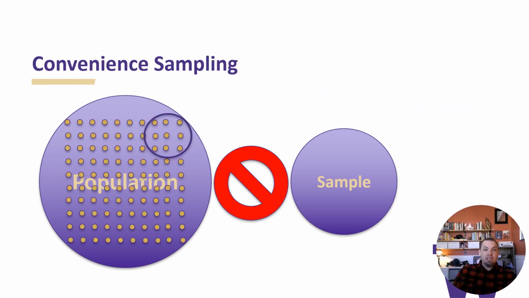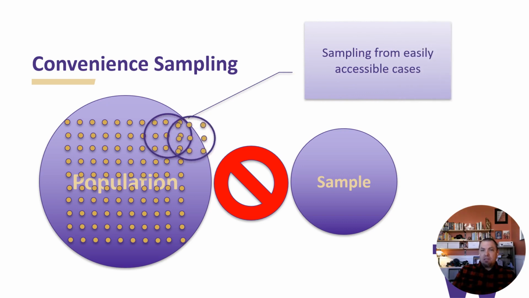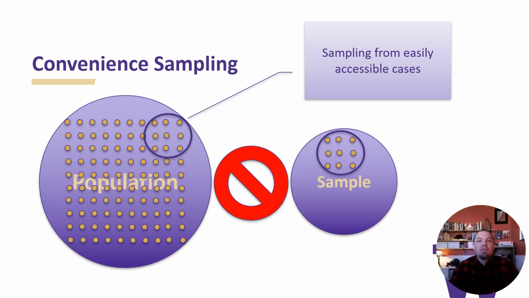So first, convenient sampling. Convenient sampling is by far the least useful type of sampling, even for qualitative data. The reason for that is you are sampling from easily accessible cases. What it does is it leaves out a large portion of the population, and it can create really clear systematic error and systematic bias within your research, right?